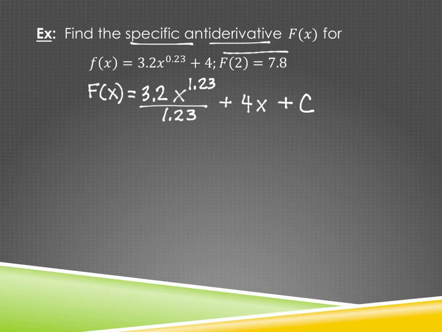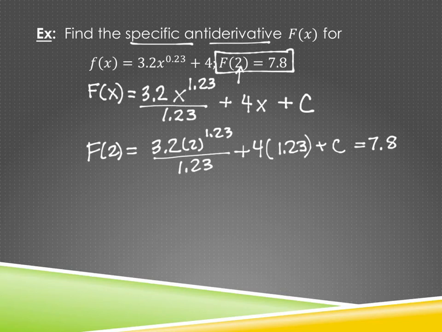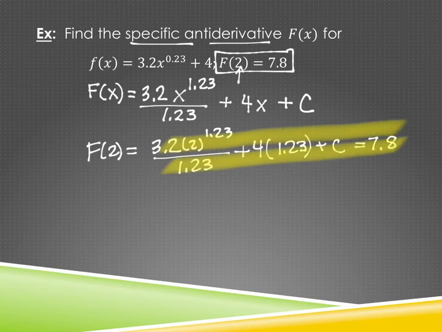But we actually have this last piece of information here as well. What this last piece of information tells us is that when x is equal to 2, my output of the entire function is going to be 7.8. In other words, when I replace x with 2, 3.2 times 2 to the 1.23 over 1.23 plus 4 times 2 plus c, it will equal 7.8. That's what that notation at the end says. It says plug in 2 for x and your answer will be 7.8. So take a look then. Plus like a 4. What's that? 4 times 1.23. That was just 2. Oh, it is. I'm sorry. I typoed it. You're right. There's a 2 there. I got carried away with my 1.23s. Yeah, 4 times 2.